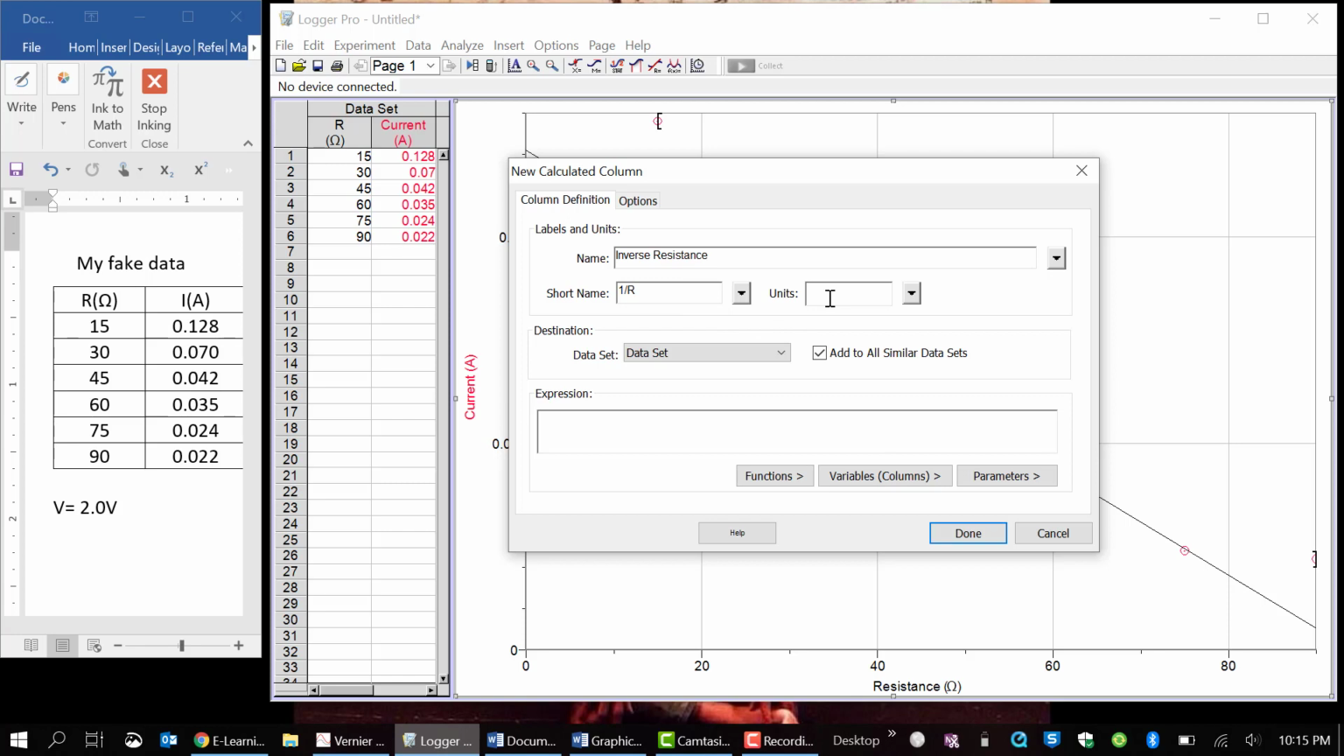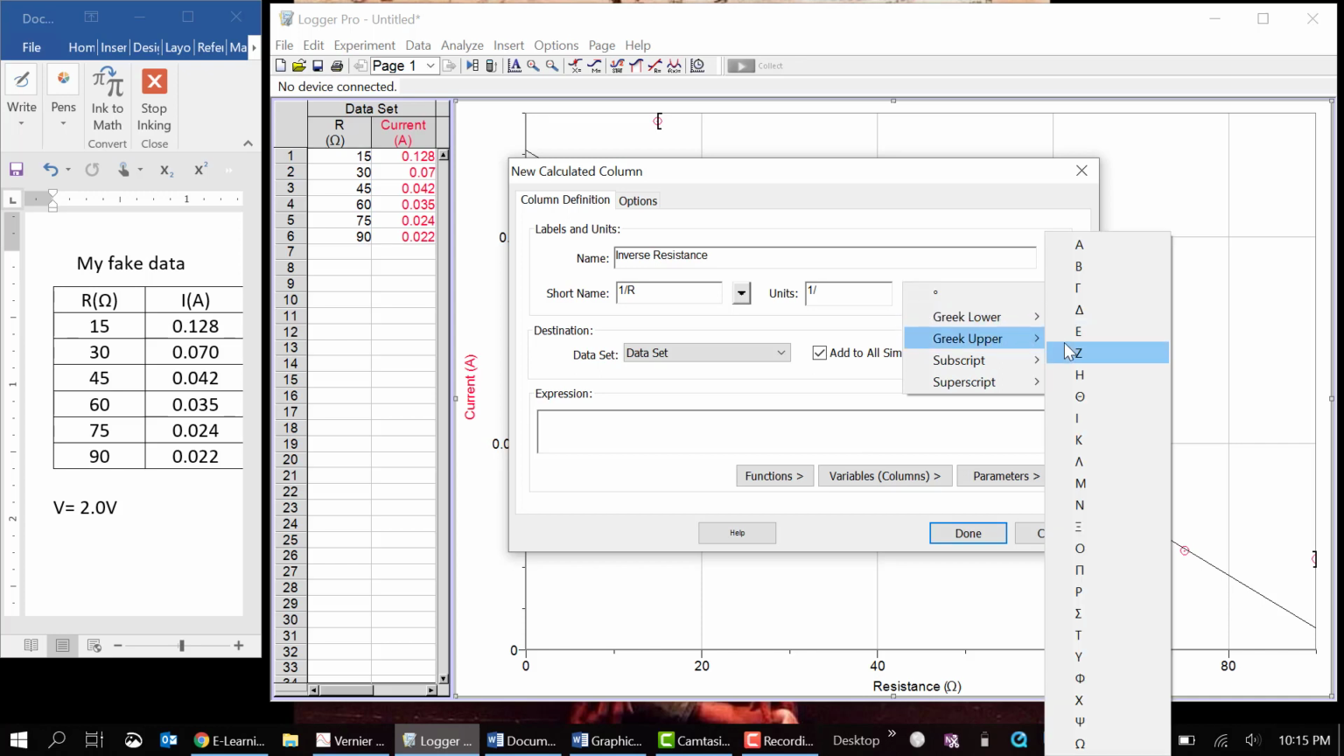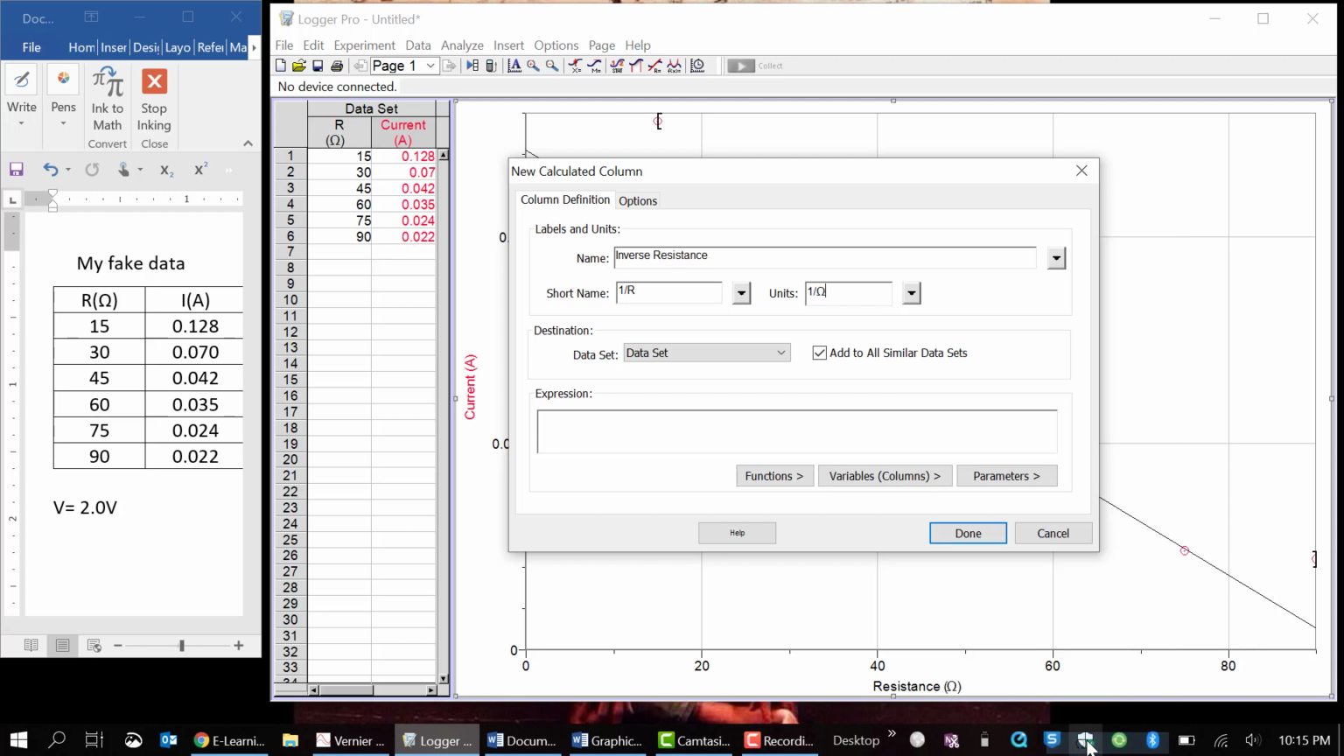The units of resistance are ohms, and so the units of the inverse resistance are going to be inverse ohms, which is 1 divided by, and then I'm going to come over here, click on the drop-down menu, go to Greek upper, and go all the way down to the bottom and choose the omega ohm symbol. Then I'm going to click down in this expression box here.